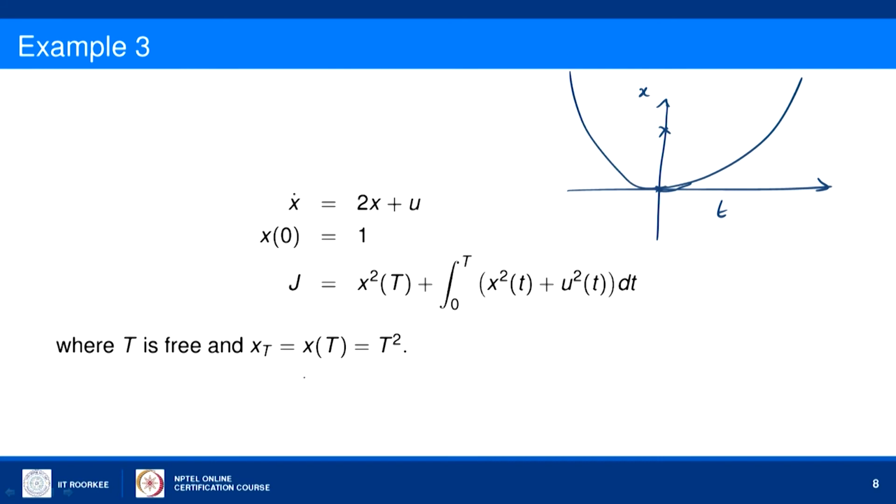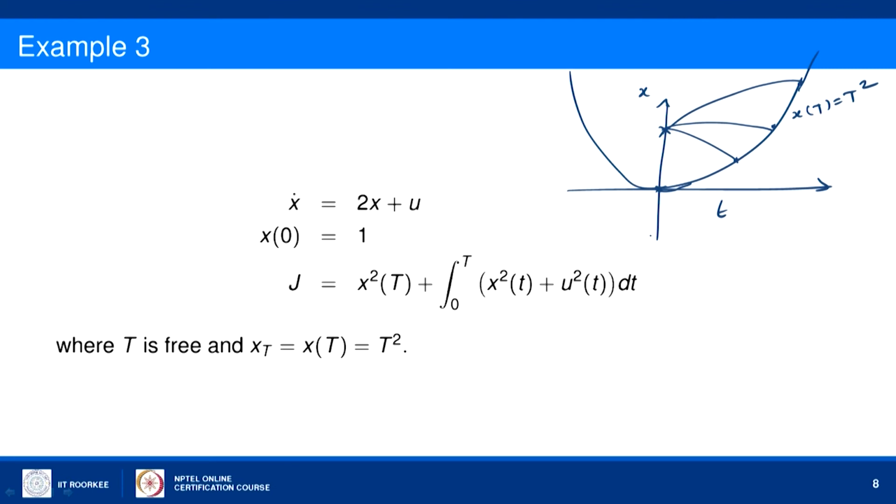So, the final position x of capital T should lie on this curve. It is not like the previous one, it can be arbitrary, but it should lie on this curve. The end point should be any point on this particular curve. So, x of capital T equal to t square is given.